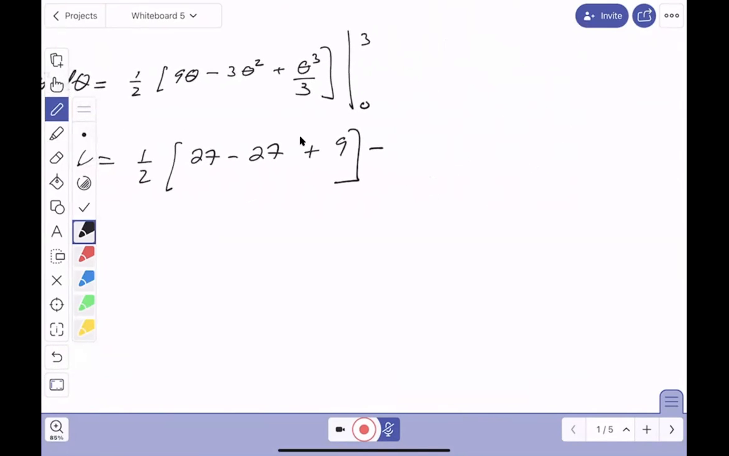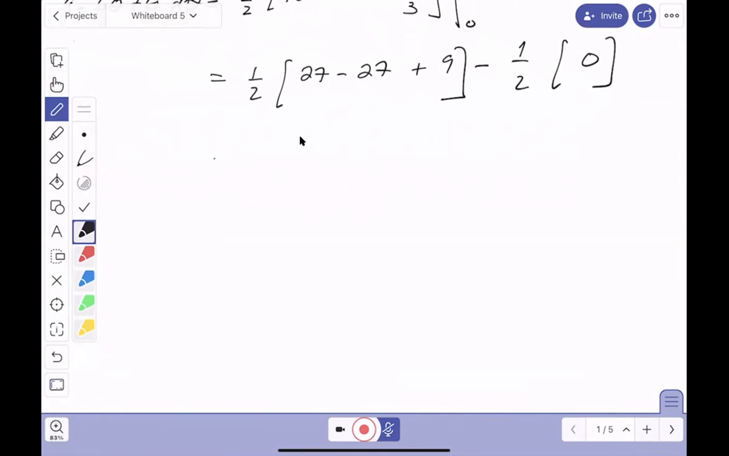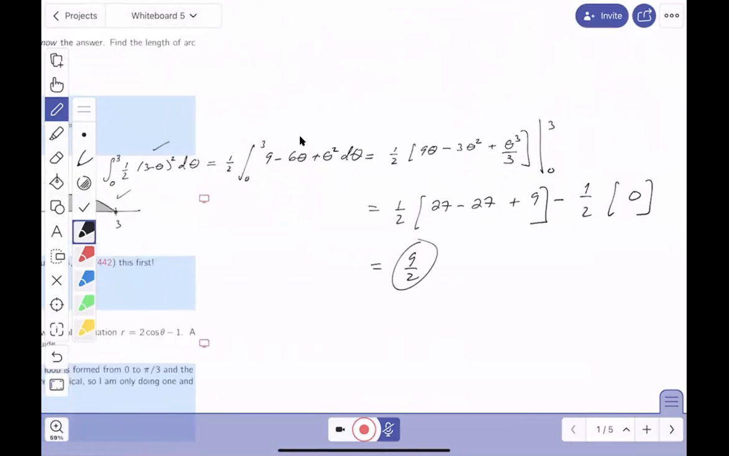Minus, let's do the lower limit, 1/2. Well, what's nice about that is every single term there is going to be 0. What do you get here? Looks pretty simple, 9/2. All right, let's see how we did.